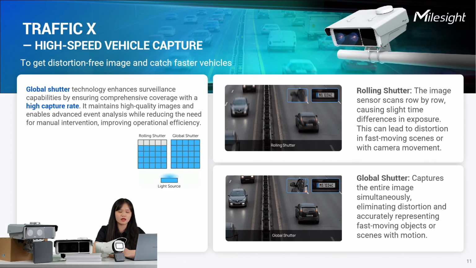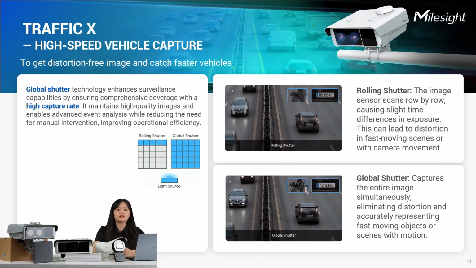The global shutter takes in the light at one time, so even if the vehicle is at high speed, our camera can still capture the vehicle clearly. So that is the global shutter, which is the main feature that differentiates the Traffic X from the Traffic C.